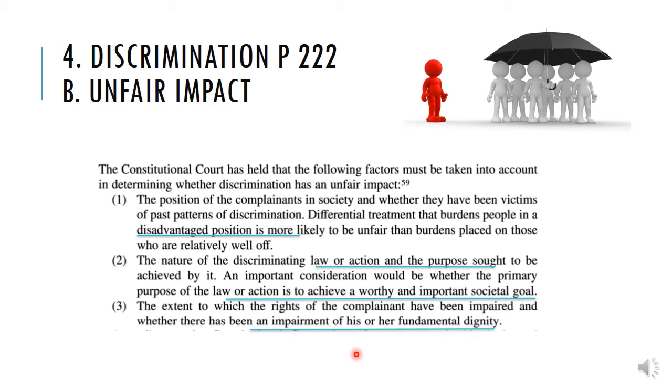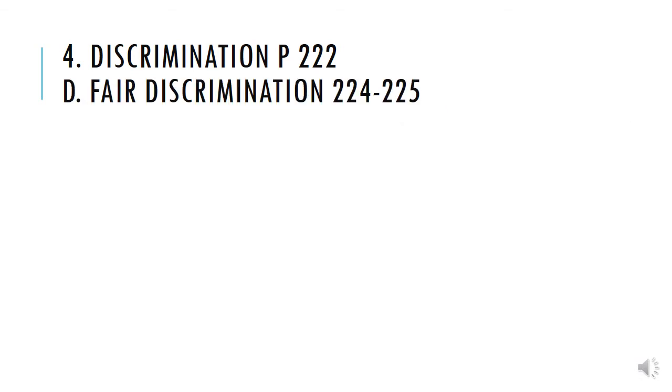So even if it is for society's welfare, you cannot do something that infringes on the basic right of dignity of a person. These 3 things will determine whether there has in fact been an unfair impact. Now we'll move on to section D on page 224, which is fair discrimination.